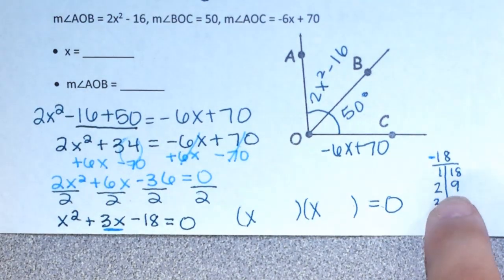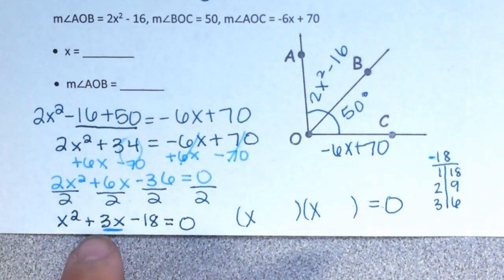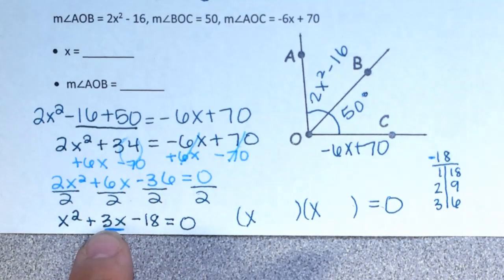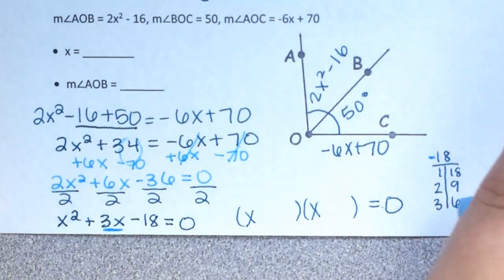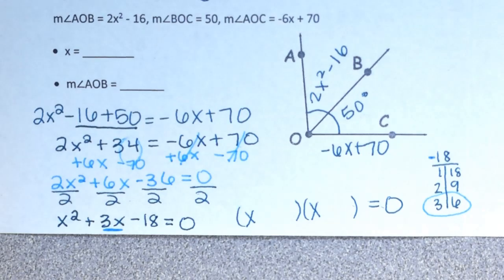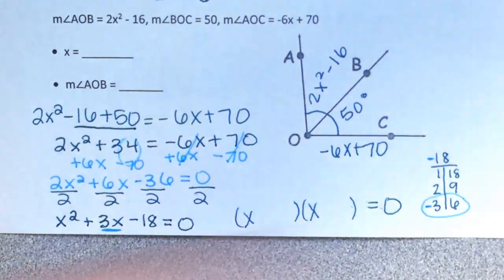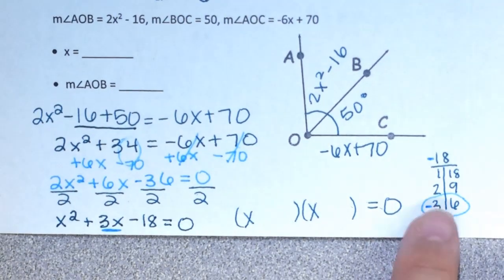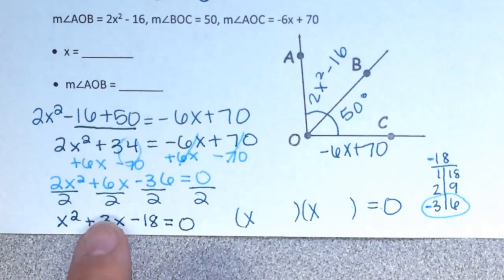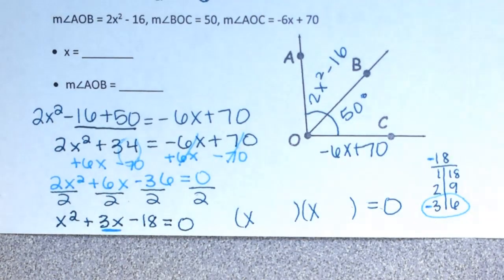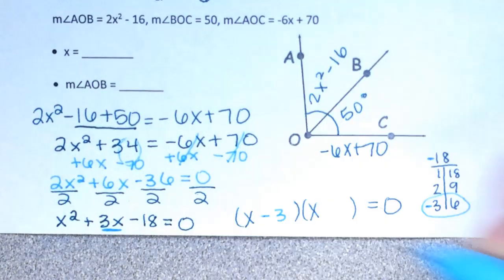2 plus 9? Or 2 minus 9? That's not why. Which one of these, when you add them, will give me 3? 3 and 6. And what do I got to do to make that positive 3? Negative 3. Do you agree negative 3 plus 6 gives me that middle number? So that is why it's the answer.